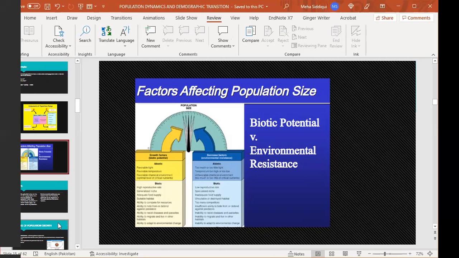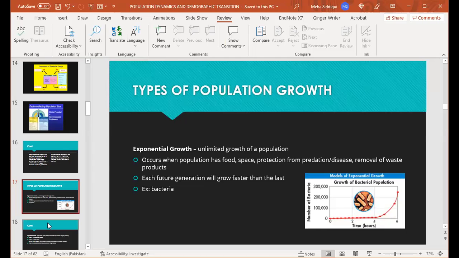Now, types of population growth. Basically, there are two types of population growth: exponential growth, and then comes logistic growth. In exponential growth, there is unlimited growth of a population, and it occurs when the population has food, space, protection from predation or disease, and removal of waste products. And in this, each future generation would grow faster than the last. For example, in a bacteria population, as we can see, there is abrupt growth of the population. This is called exponential growth.